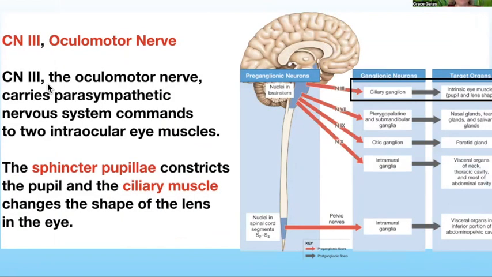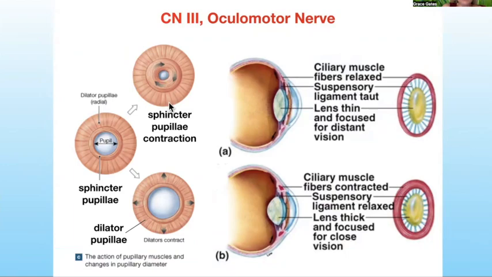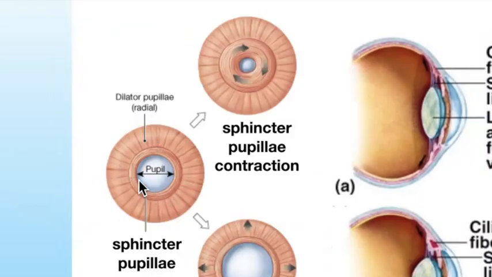Okay. Cranial nerve 3, the oculomotor nerve, carries parasympathetic nervous system commands to 2 intraocular eye muscles: the sphincter pupillae, which constricts the pupil, and the ciliary muscle that changes the shape of the lens of the eye. And here's a picture showing the sphincter pupillae, which is just around the hole that is the pupil in our eye. And under parasympathetic nervous system stimulation, the sphincter pupillae will contract.